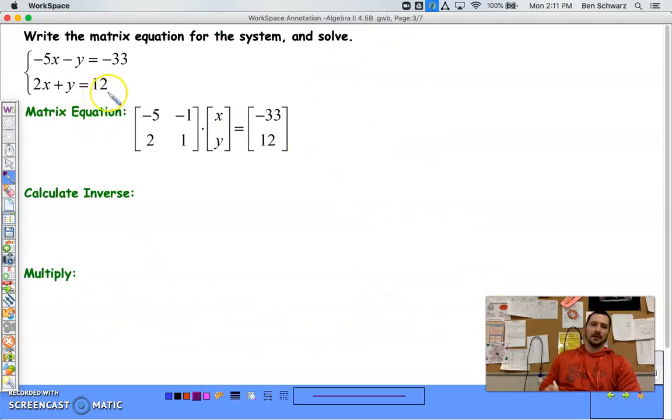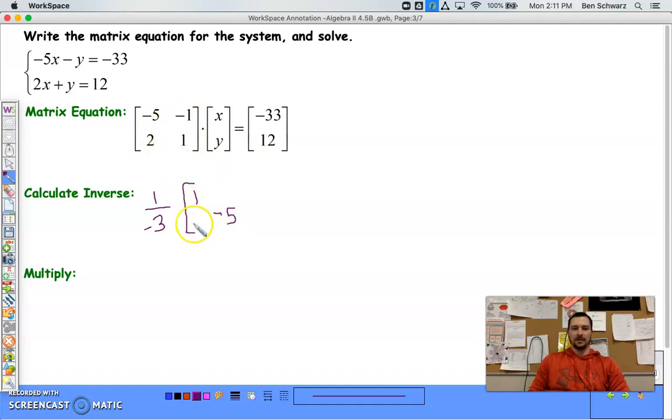So here's our next example. We've already got our matrix equation set up here: our coefficients, our variables, and then our constants. First we calculate the inverse. We take 1 over the determinant. That's going to be negative 5 minus negative 2, which is negative 3. Then remember the pattern, we flip these two around, so 1 goes here and negative 5. Change the signs on those, so negative 2 and 1.